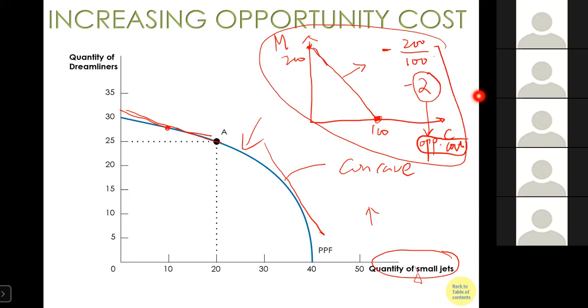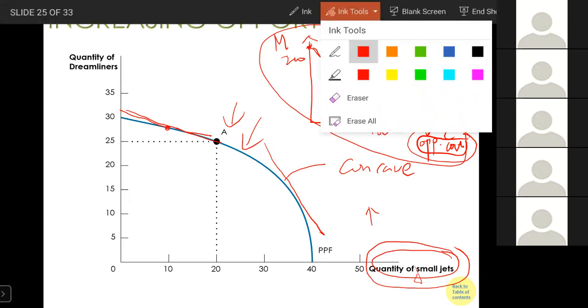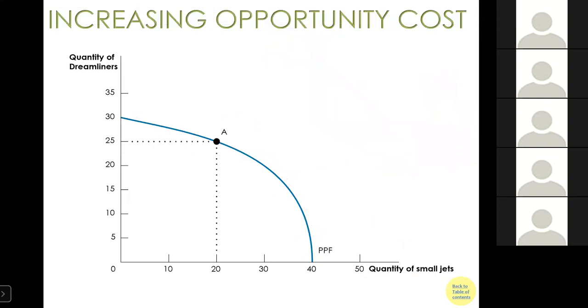So the slope of this line gives you the opportunity cost for the good on the horizontal line. Now we come back to here, you can see the slope getting bigger and bigger, meaning the opportunity cost of producing goods on the horizontal line is increasing. Now we need an economic explanation why the opportunity cost is increasing. Let me summarize. The more we produce, the higher the opportunity cost, OC for short. In this particular case, the more small jets we produce, the higher the opportunity cost of small jets.